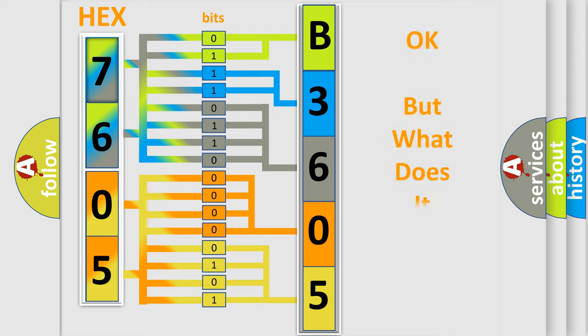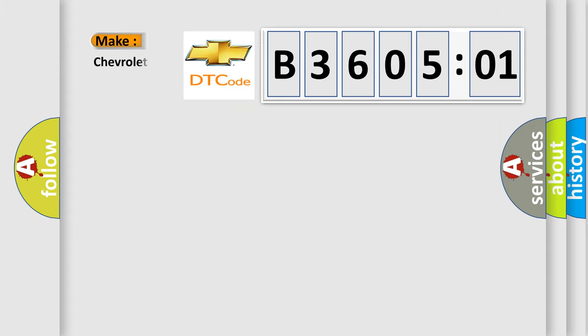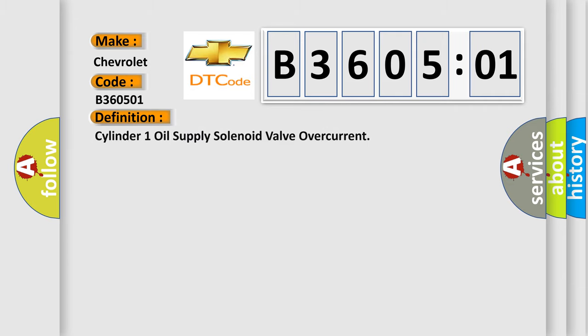The number itself does not make sense to us if we cannot assign information to what it actually expresses. So, what does the Diagnostic Trouble Code B3605-01 interpret specifically for Chevrolet car manufacturers? The basic definition is Cylinder 1 oil supply solenoid valve overcurrent.